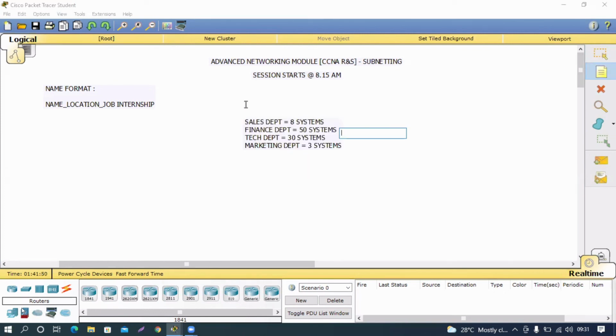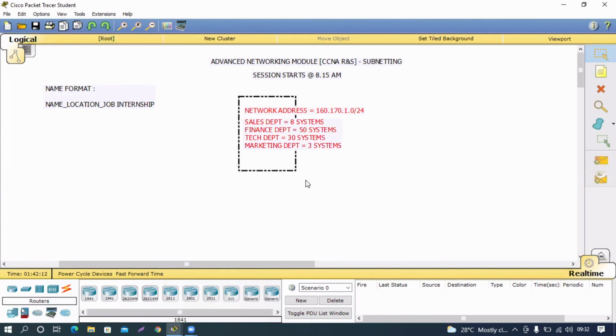And the network address I'm giving you for subnetting is 160.170.1.0/24. This is the network address we're getting. Don't bother about the 160, 170 and all these things. This is an address. Just think of it like this: in this address, this part is the network part, and this part is the host part.